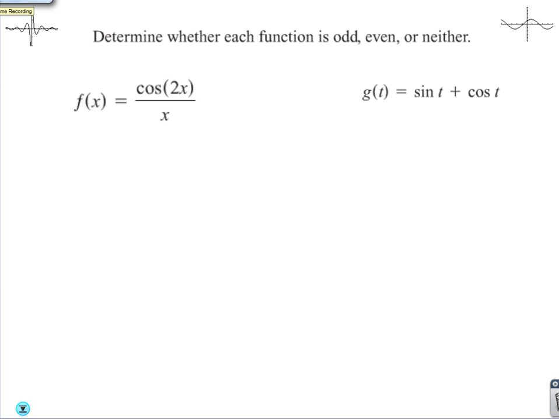On these next ones, it says determine whether each is odd, even, or neither. Reminder of your rules. Let's start with even. If the function is an even function, that means it has y-axis symmetry, such as y equals x squared. That's your most basic even function. It's symmetrical across the y-axis.